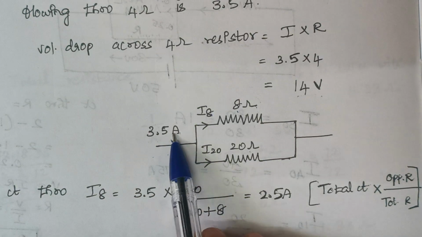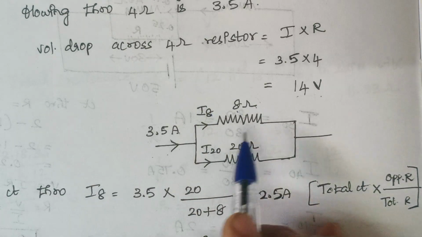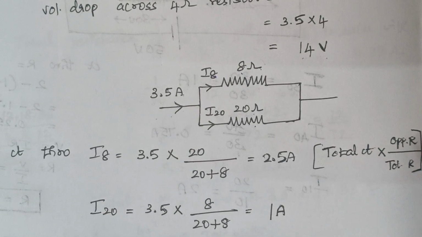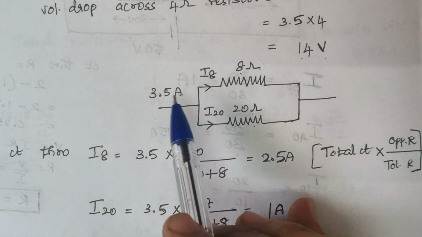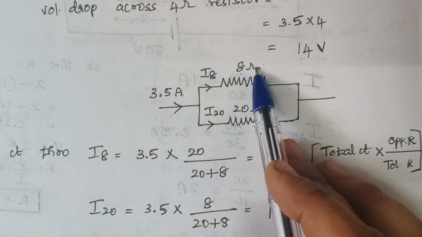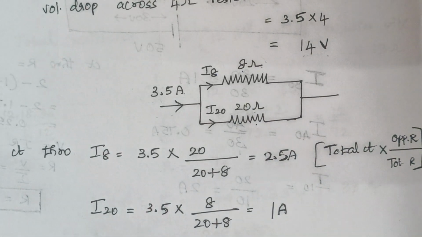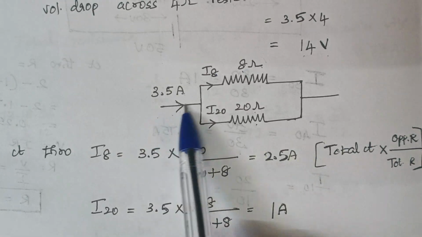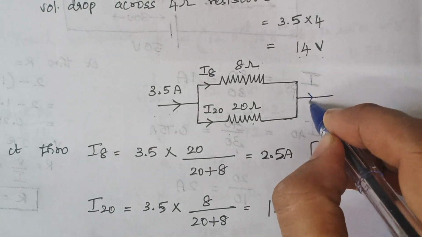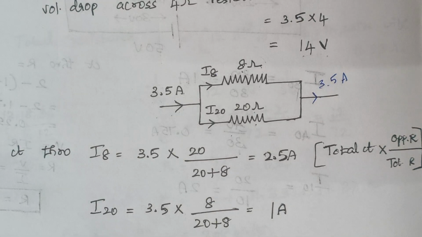So here the total current is 3.5 amps. We are calculating I8. Therefore, the opposite resistance is 20 ohm divided by 20 plus 8. And similarly, the current flowing through this 20 ohm resistor is given by, the total current is again 3.5, right? The opposite resistance is 8 ohm, 8 divided by 20 plus 8 again. So that gives 1 amp, right? So again this 3.5 amps gets split up as 2.5 and 1 here. Again, when you look at the output, we will be having the same 3.5 amps here, right?